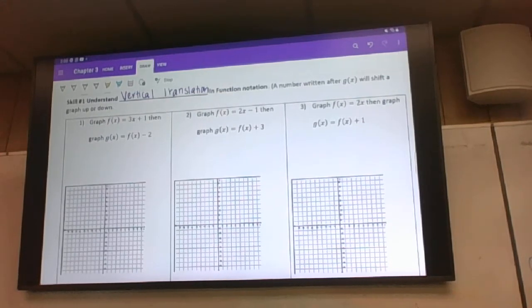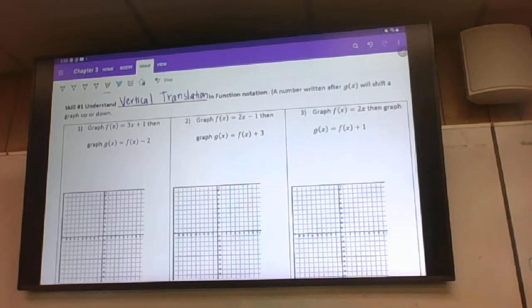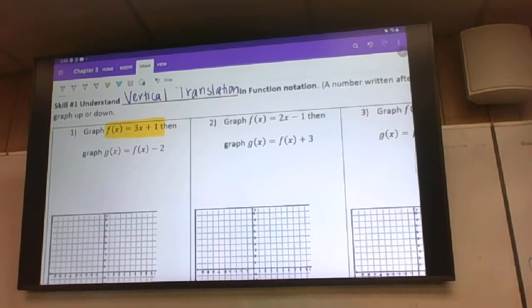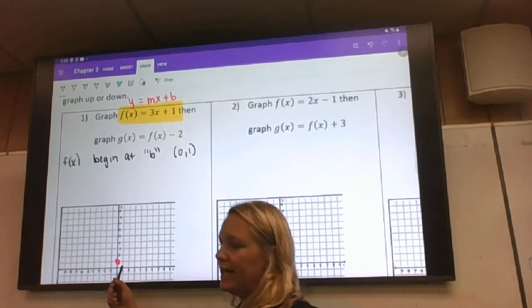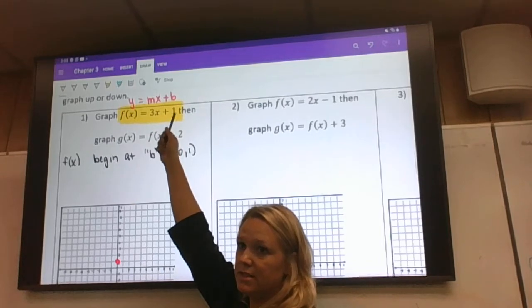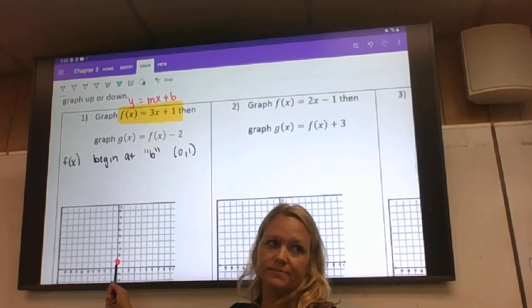So before we even look at shifting anything, let's go ahead and graph this. We're looking at number 1. You're graphing it thinking y equals mx plus b. So for our f of x function, remember you're supposed to begin at the b value. And for this one, it's at 0, 1. We plug it in. This was on the PSAT. So here's our y-intercept. This 1 shows up right here on the 1.